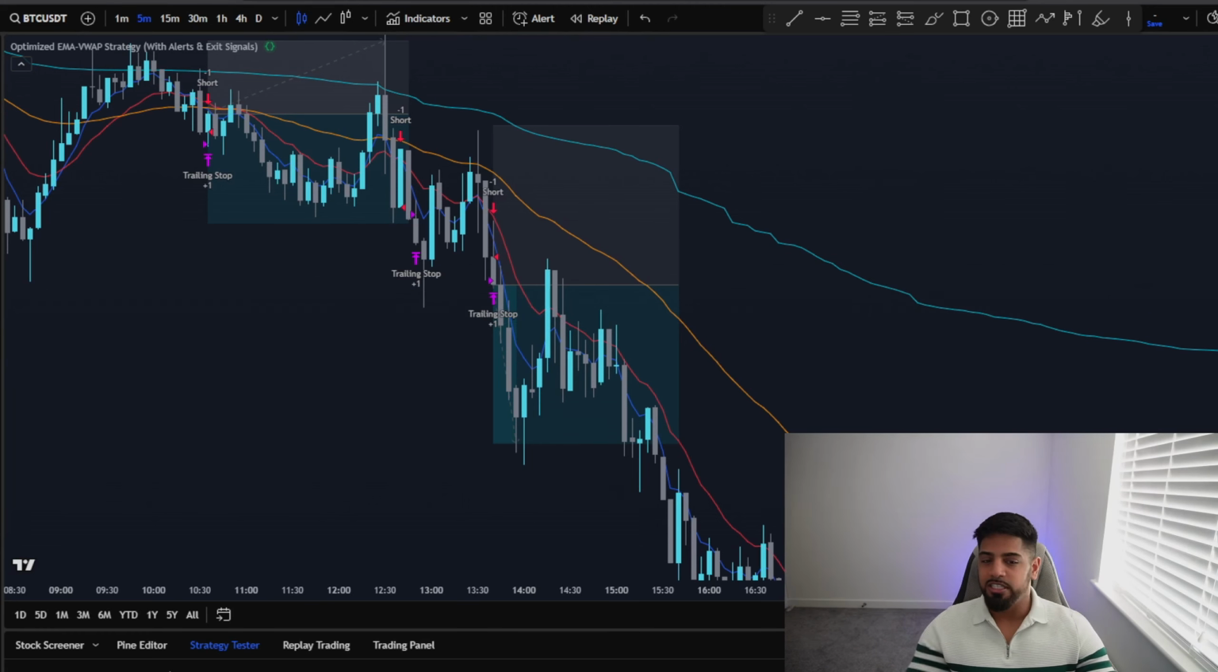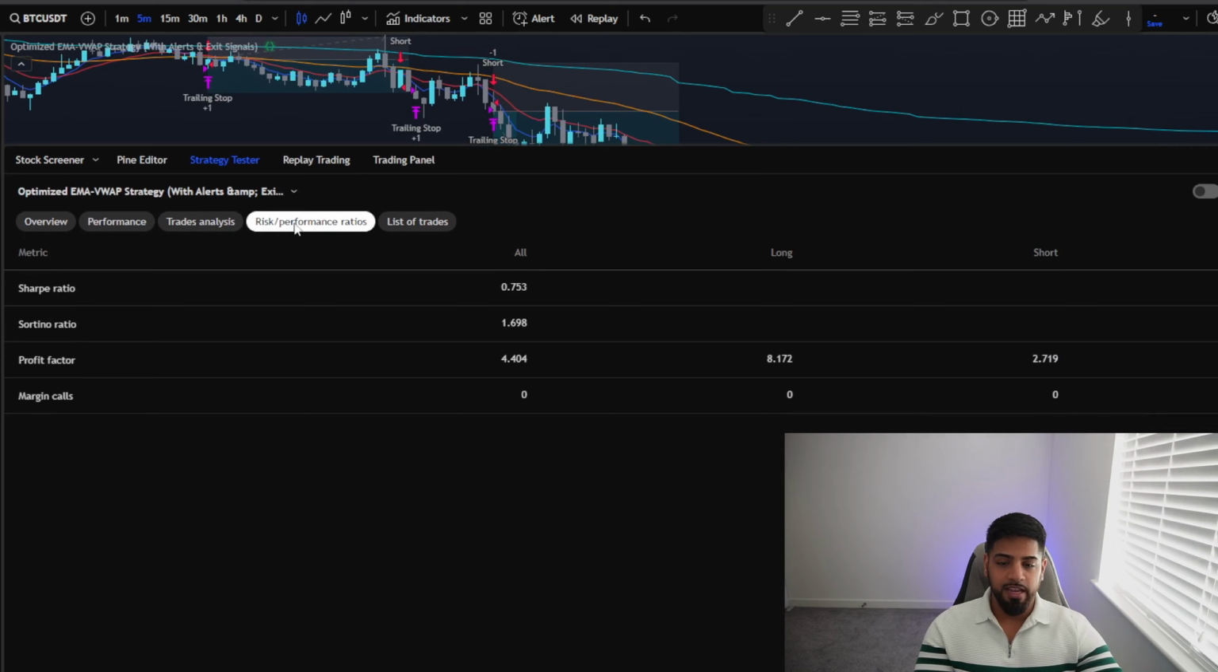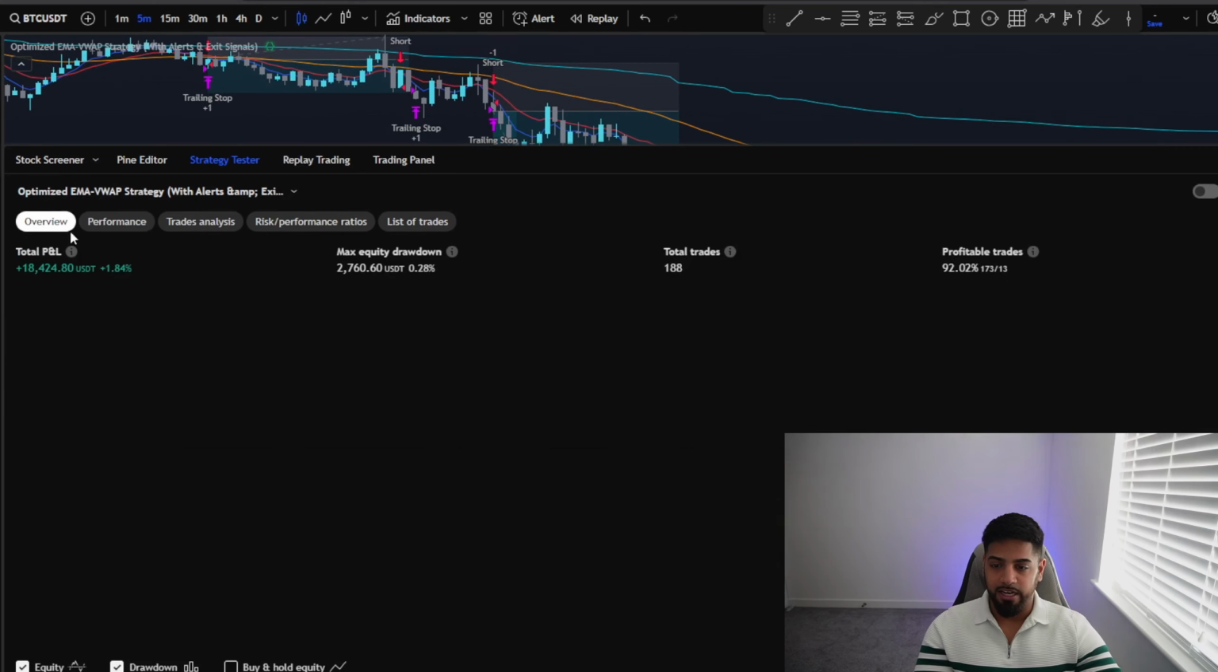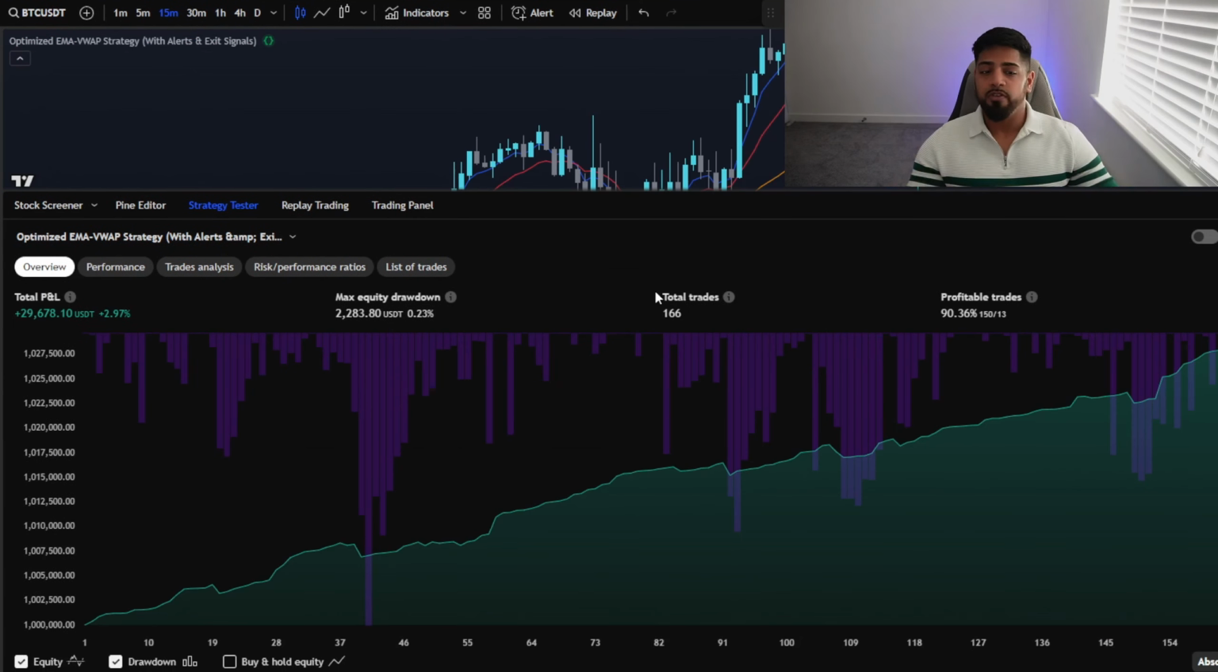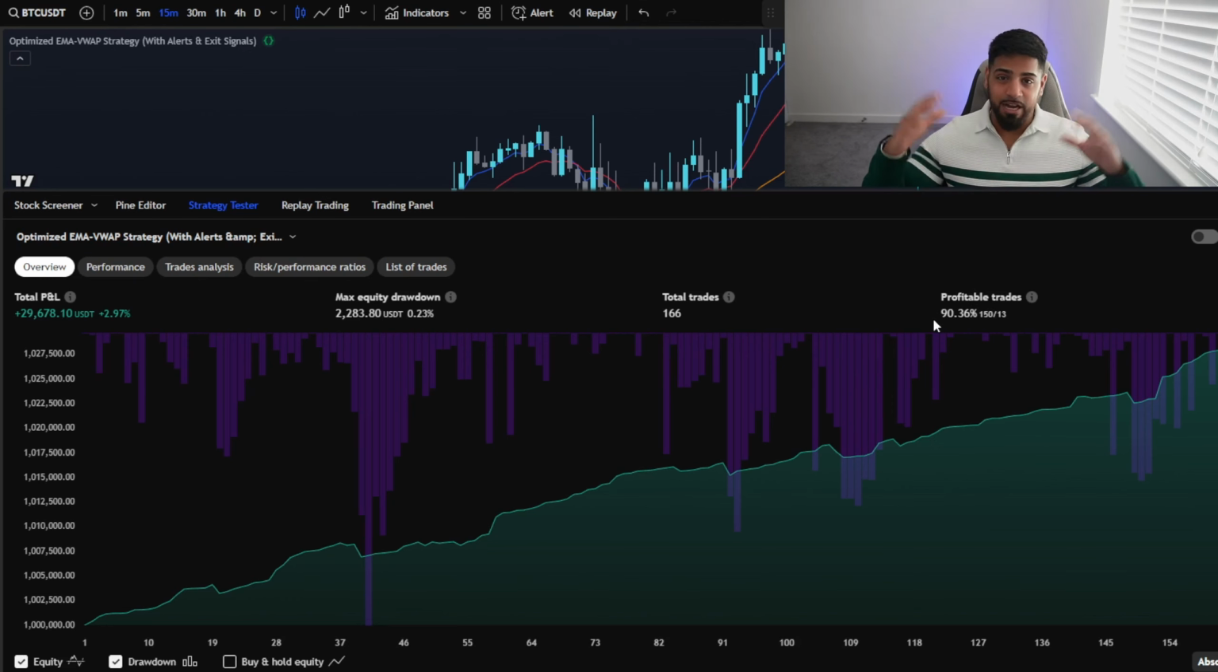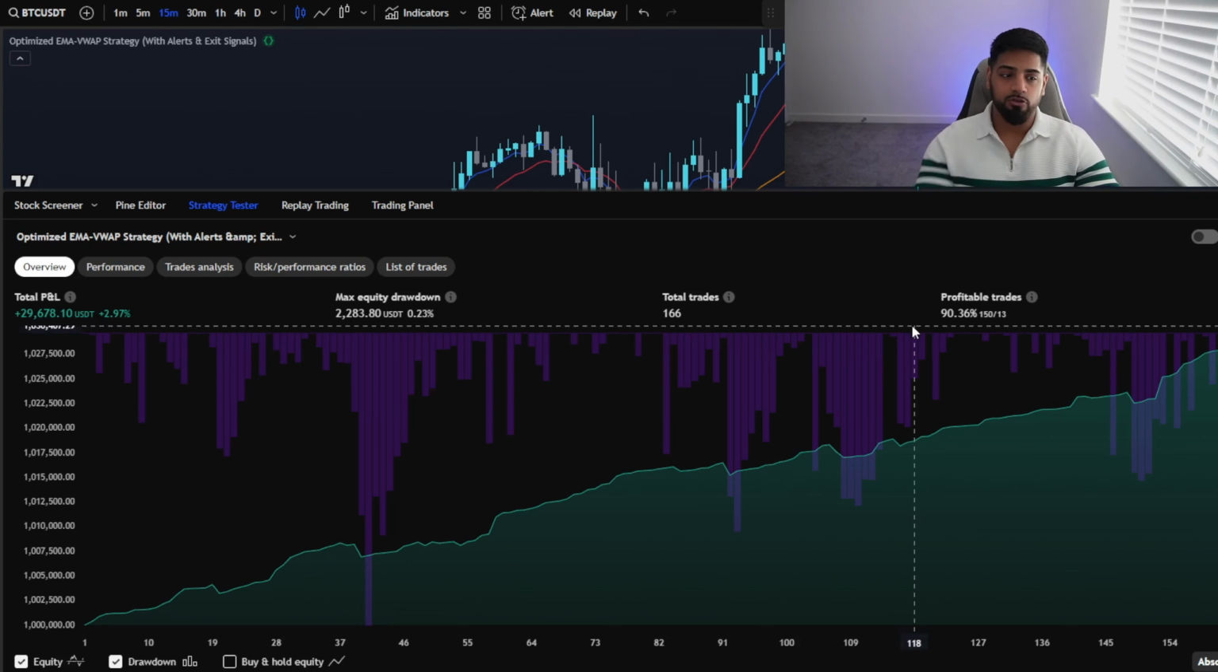There's a lot more that goes into it, but this is just a quick brief overview of the entire trading strategy. But as we can see for the win rate and all of the numbers that are inside right here, if I bring them up. So over the course of this backtest that we've generated on TradingView, we've taken a total of 166 trades, generating a profit of $29,678 with a profit factor or a win rate of 90.36%. That means out of every 10 trades, 1 is losing, 9 are winning. So it's an incredible win rate.